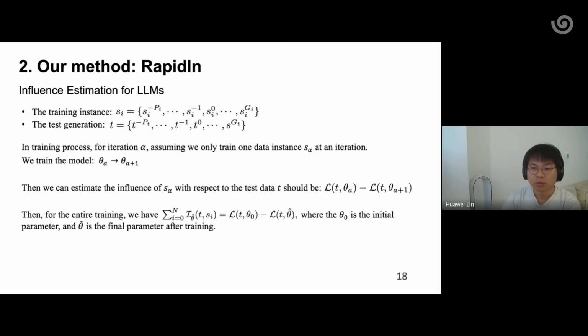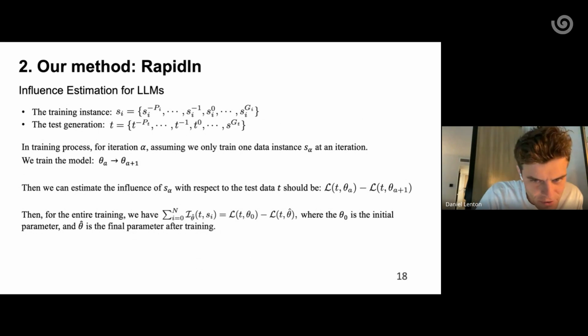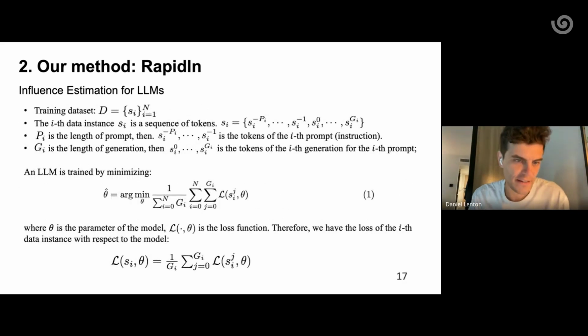Wait, could we go back just 1 second there? Sorry, just to make sure I follow. So basically, the train data set. S sub i is the sequence of tokens, which is basically a prompt and a generation. This is in the training set. P is the length of prompt. G_i is the length of generation. Got it. And then the LLM is trained by minimizing the loss over the sum of all tokens, summed over the generations over each of the training examples. Yeah, okay, it makes sense. So I just want to make sure I don't miss anything.